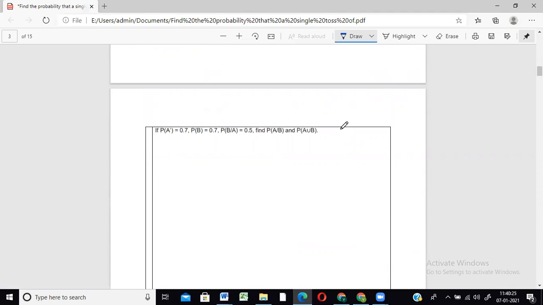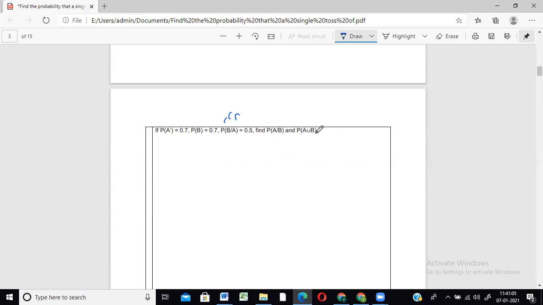Probability of A complement. Now this is not a word problem. This is quite simple. For this you only need to know the theorems, the statements, something like that. If probability of A complement is equal to 0.7, probability of B is also equal to 0.7. Probability of occurrence of B such that A has already occurred, this is conditional probability which we just did, is equal to 0.5. We have to find out probability of A under the event that B has already occurred and probability of A union B.